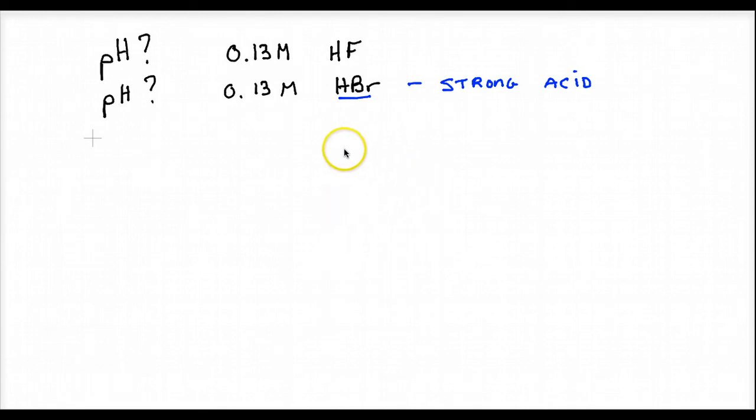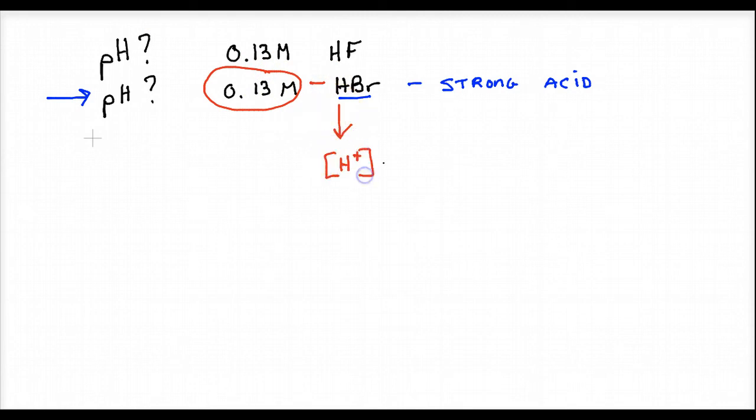So what we do here is we're going to do this one first, and this is the easiest. Because it's a strong acid and completely dissociates, guess what? I know the concentration of the acid is what? Equal to the concentration of the protons. So it's equal to 0.13 molar. So gosh, all I got to do, my friends, is do the what? Negative log of 0.13, which is the H plus ion concentration.